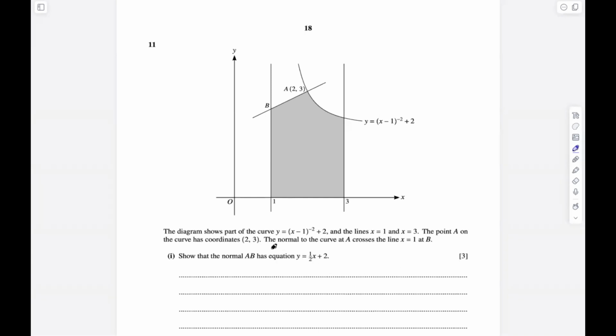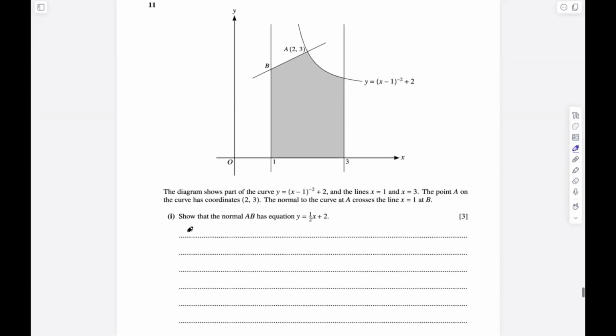Now to find the equation of the normal, we'll first have to find the gradient of the normal. For that, first we find the dy/dx of the curve. So dy/dx of the curve will be equal to, we'll multiply minus 2 by the coefficient, so that will become minus 2 into (x minus 1) to the power minus 3. Multiplying it with the derivative of x minus 1, this will be 1, and the derivative of 2 will become 0. So the dy/dx can be written as minus 2 upon (x minus 1) whole cube.